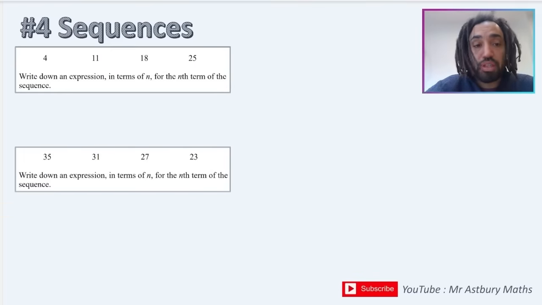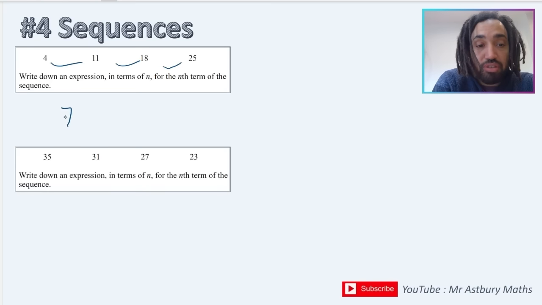Okay, sequences. My top tip for this is we need to work out the gap between them each time. In this case, it's going up in 7, so it's plus 7n. And then we need to figure out what number would have gone here if the sequence were to go back one step. Well, I'd have to take away 7. This will give me minus 3.